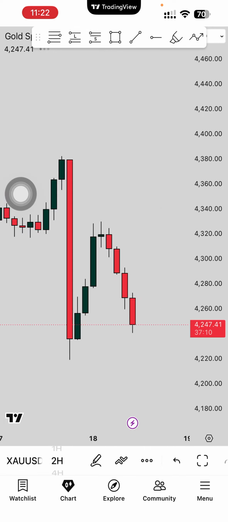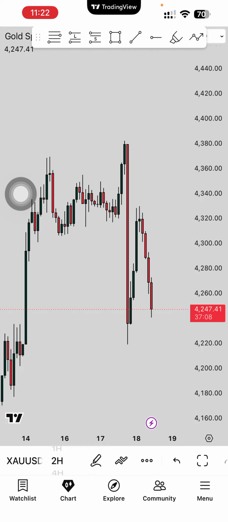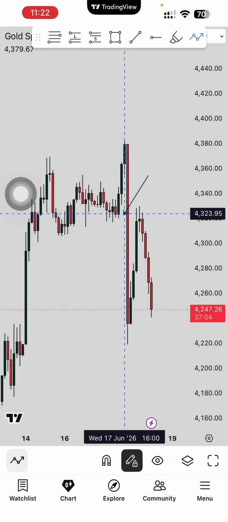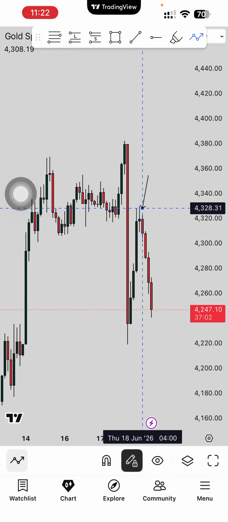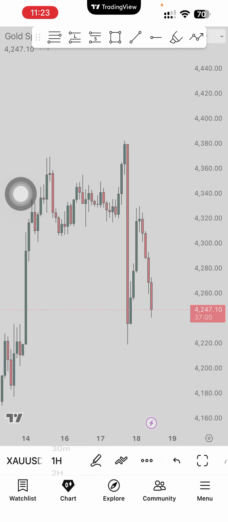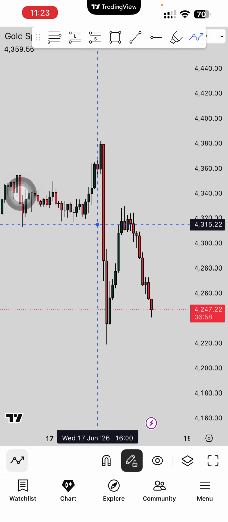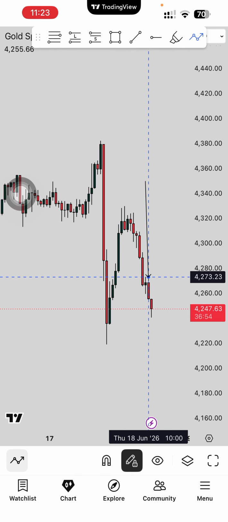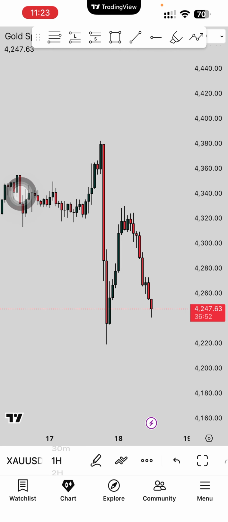So let's go down to the 2H. As you can see, the 2H gives us the same story. The market came to the support levels and then gave us a resistance. But unfortunately, I wasn't around to grab the trade on the 1H. As you can see, the market just came down and consolidated a bit and then it broke out and then the massive collapse. So yeah, that was it.